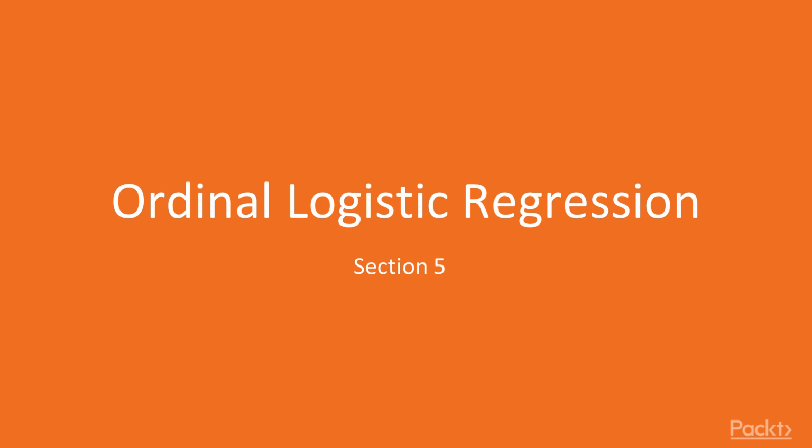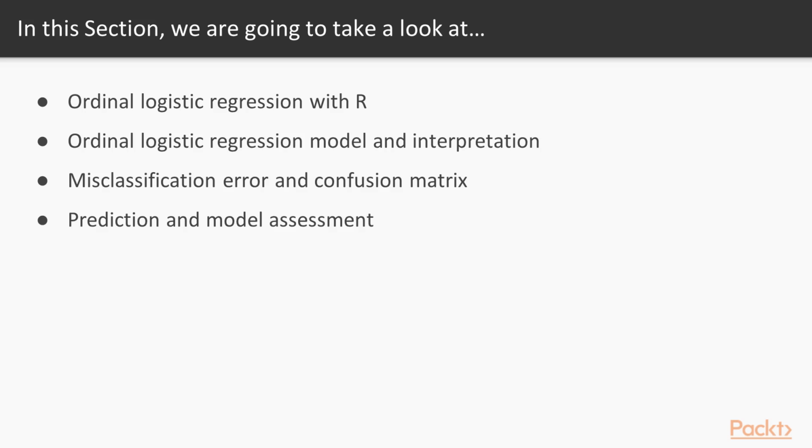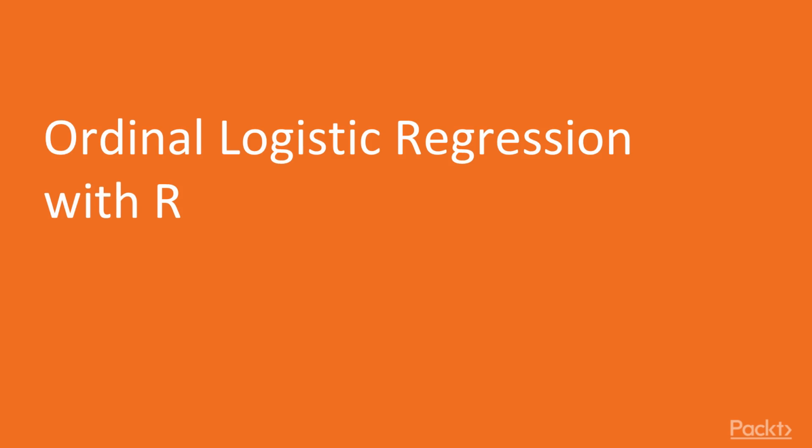Hello and welcome back. In section 5, we go over ordinal logistic regression. More specifically, in this section, we are going to take a look at how to do ordinal logistic regression in R, and then we develop an ordinal logistic regression model using significant variables, and we also do interpretation, followed by misclassification error and confusion matrix, and lastly we'll go over prediction and model assessment. So let's start with ordinal logistic regression with R.